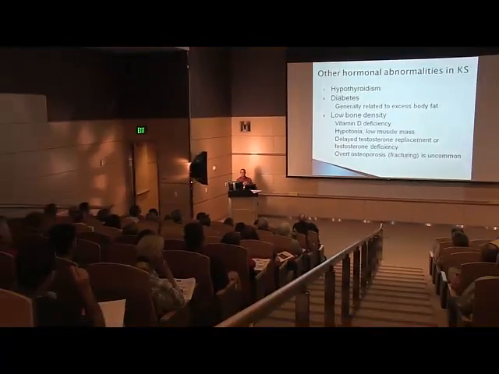Other hormonal abnormalities that occur include hypothyroidism, diabetes, generally related to excess body fat and weight gain, and low bone density related to the common occurrence of vitamin D deficiency because of diet. It's actually common in adolescents in general. Low muscle mass can affect bones, as can delayed testosterone replacement because of the effect of testosterone on bone mineral accumulation. And uncommonly, overt osteoporosis with fracture.